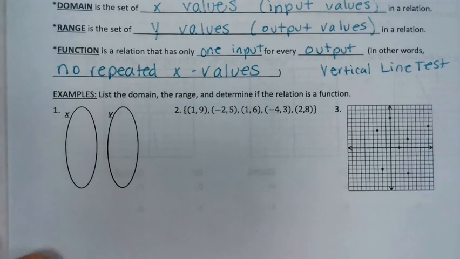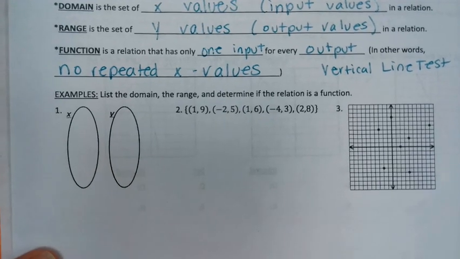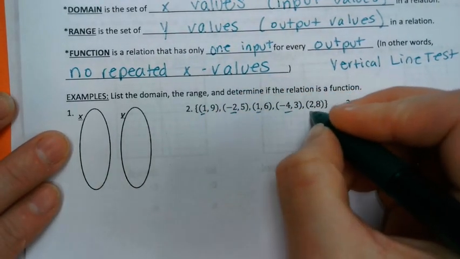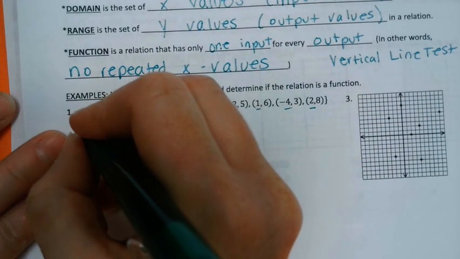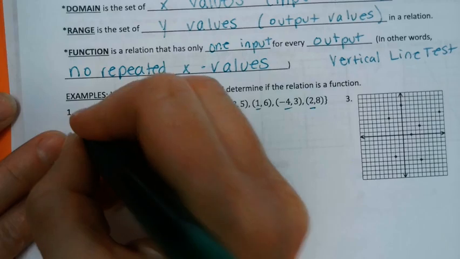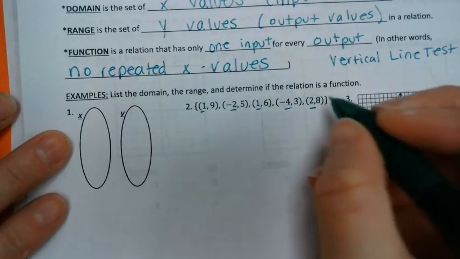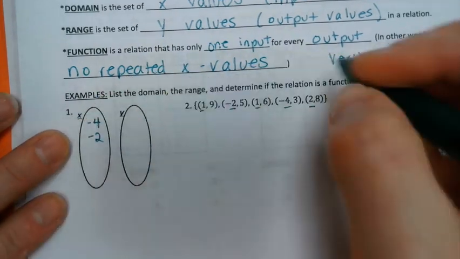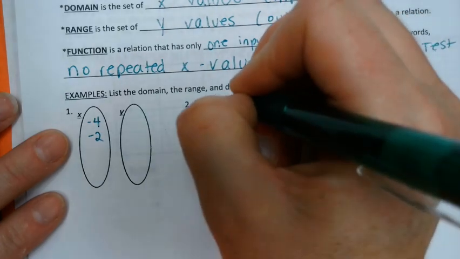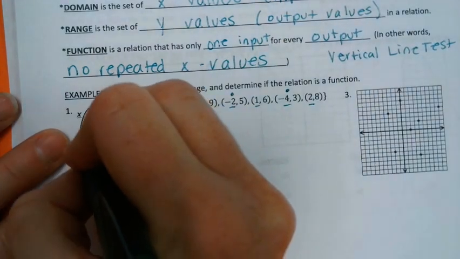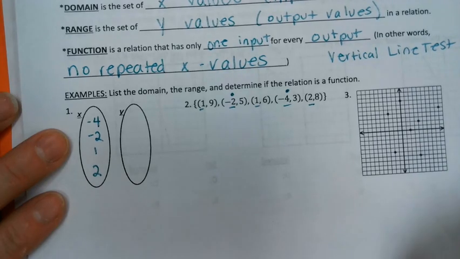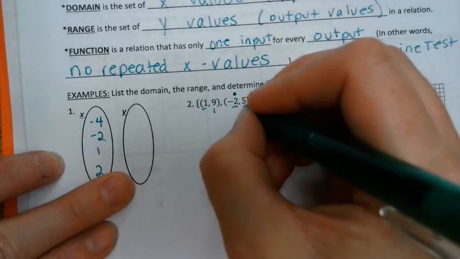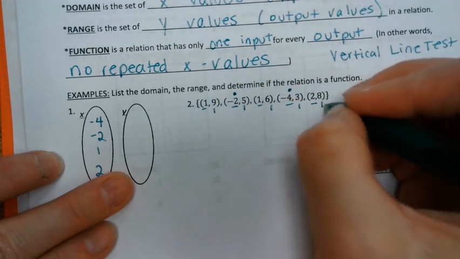We have this example, list the domain, range, and determine if the relation is a function. So let's go through. Our x values are 1, -2, 1, -4, and 2. So let's start off with our smallest x. So let's start with -4, -2. So -4, -2, and then 1 and 2. And then our y values, 9, 5, 6, 3, 8.